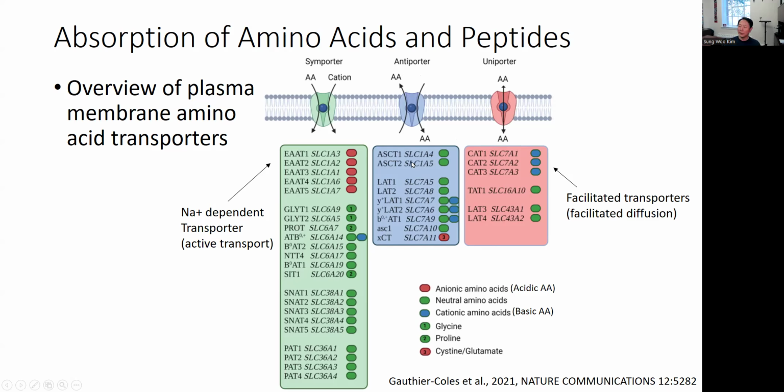The symporter most likely is sodium-dependent or hydrogen-dependent active transport. Antiporter also is mostly an energy-spending active transporter. But the uniporter most likely is facilitated diffusion or passive transport, not spending energy.